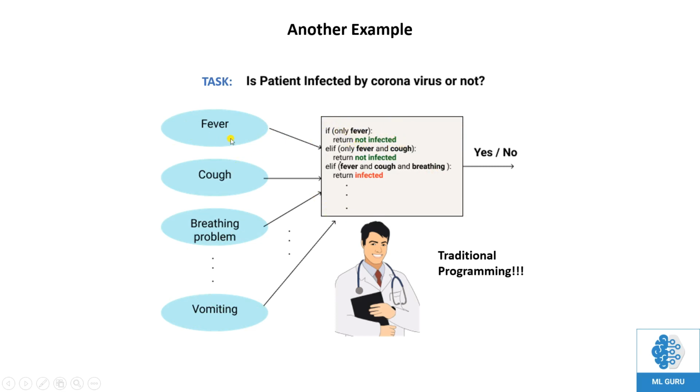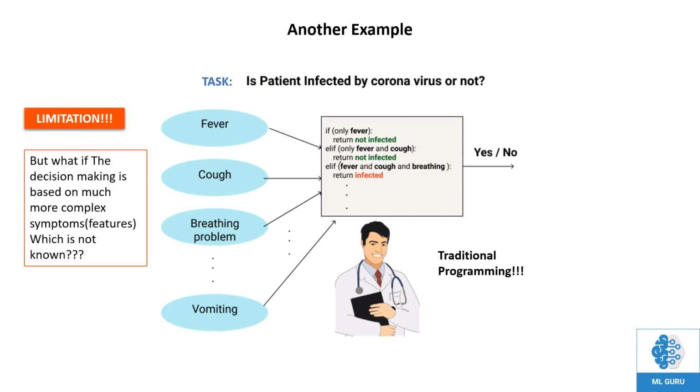Suppose another patient arrives and this patient has fever and cough. This program will again return not infected. Now suppose another patient arrives and he has fever, cough as well as breathing problem. Now the program will return infected. You must be wondering where these rules came from. These rules are made from the past experience of this doctor. Now there is a possibility that there may be some complex combination of these symptoms which may lead to coronavirus, but the doctor does not know about it. So this is the big limitation of this traditional programming approach.